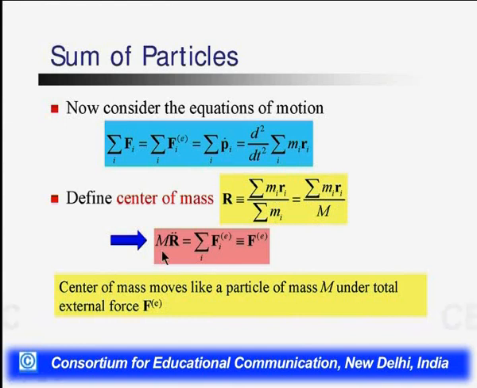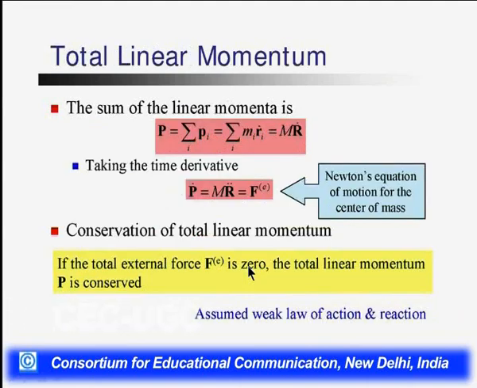Now the center of mass is defined by M R double dot, which is equal to the summation over i of Fi^e, which is Fe. The center of mass moves like a particle of mass M, the total mass of the body, under the total external force which is applied, Fe. That is the center of mass: M R double dot equals summation over i of Fi^e equals Fe.